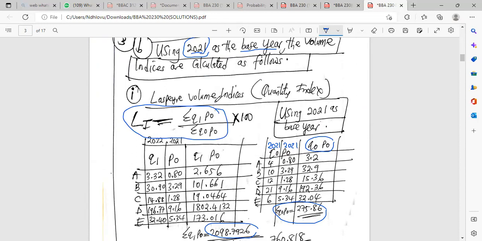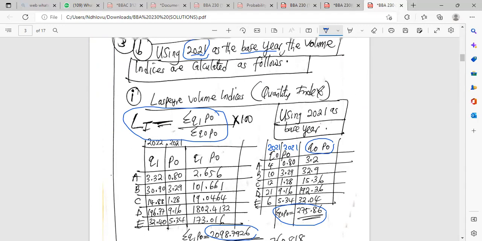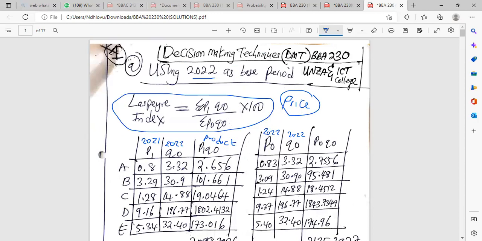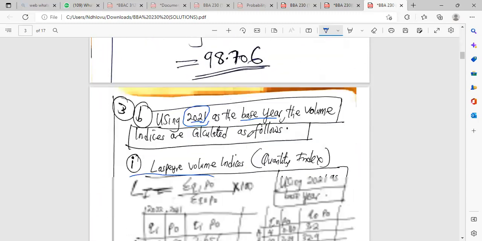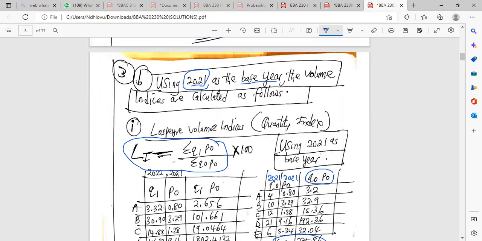Are we together there? Let's go back to the price index. Maybe I copy it there and check. Okay, so here you can copy this one. It's the summation of P1 Q0 over the summation of P0 Q0. You can write that formula somewhere. Let's go to the volume index now. It's this one here. The volume index for Laspeyres is the summation of Q1 P0 over the summation of Q0 P0, times 100. So that's where the difference is.